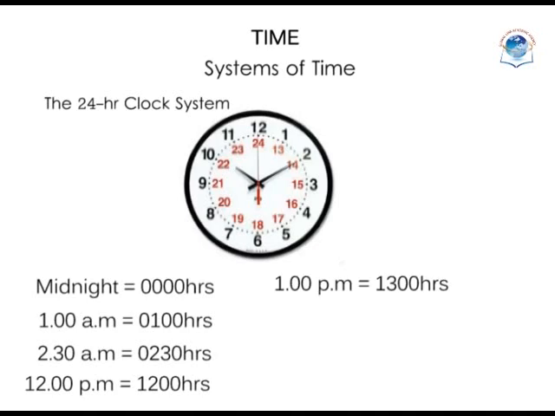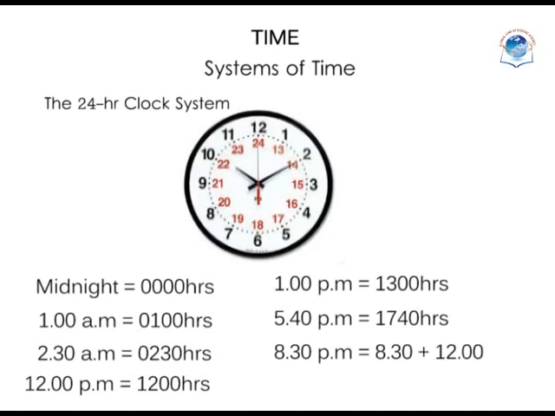So 5:40 PM will be 1740 hours. And so basically, in the 24-hour system, after midday, we simply add 12 hours. And so 8:30 PM will be 8:30 plus 1200, which gives us 2030 hours. Important to note is that we do not have 2400 hours. After 2359 hours, we go to 0000 hours.